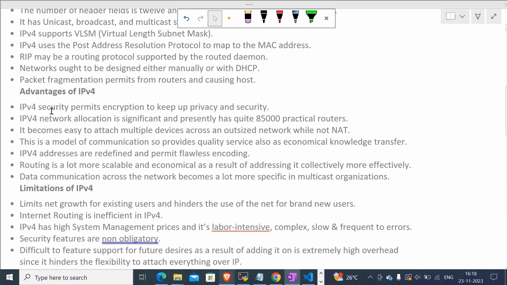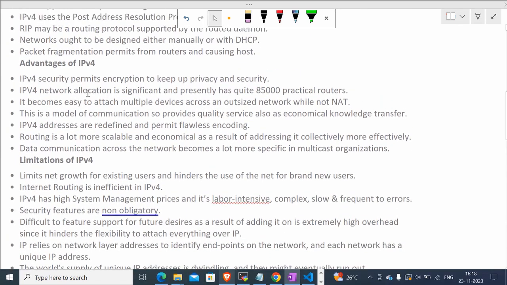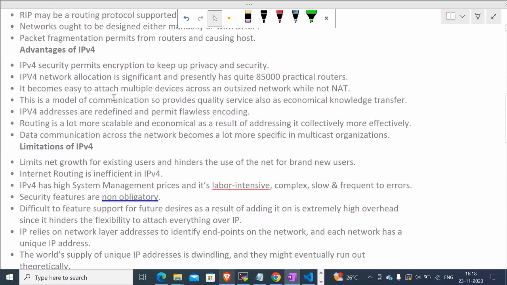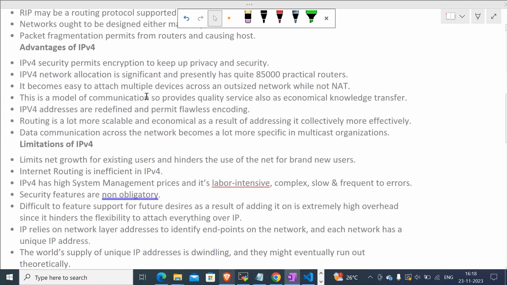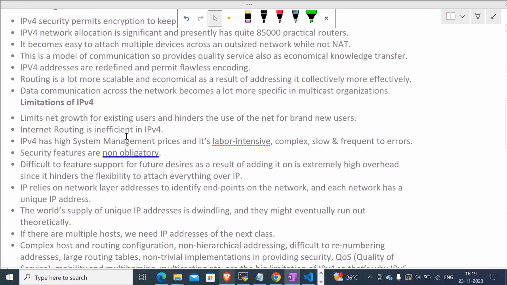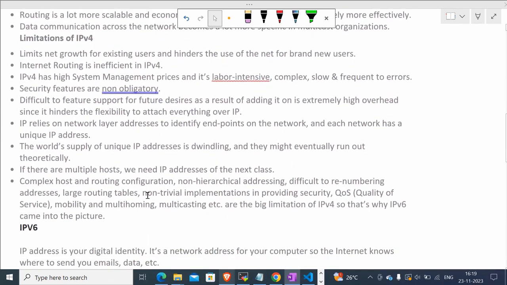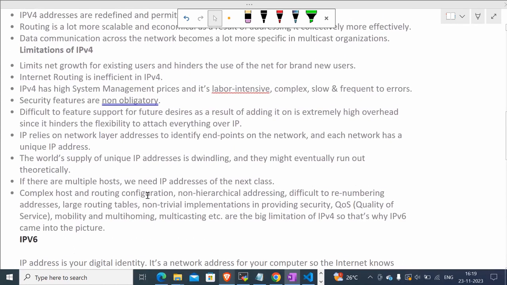Advantages of IPv4. IPv4 security permits encryption to keep up privacy and security. IPv4 network allocation is significant and presently has 0.85k practical routers. It becomes easy to attach multiple devices across an outsized network while not NAT. So I would suggest please go through this. This is simple. In case you don't understand, you can come back to me.